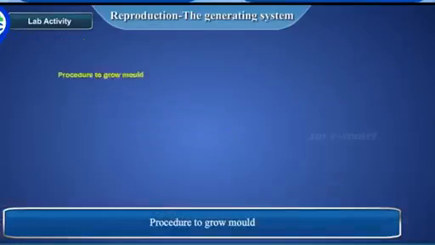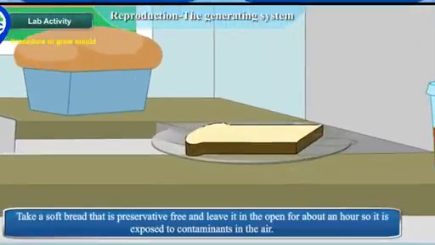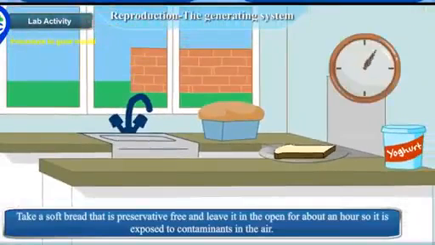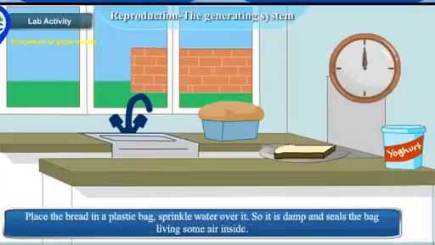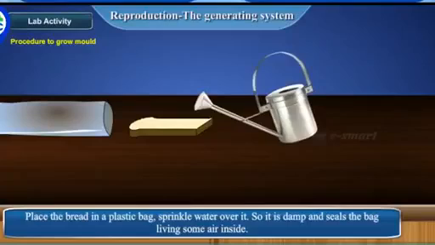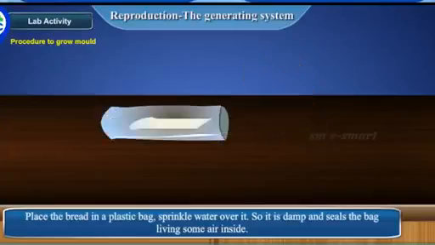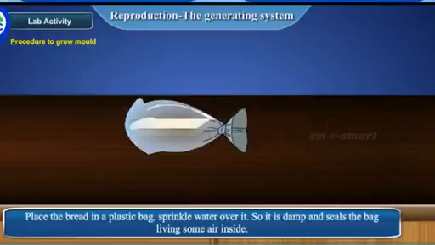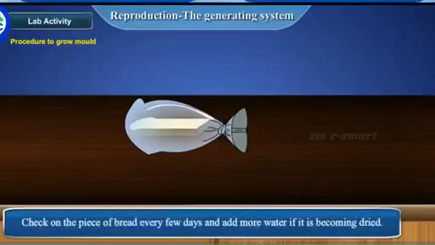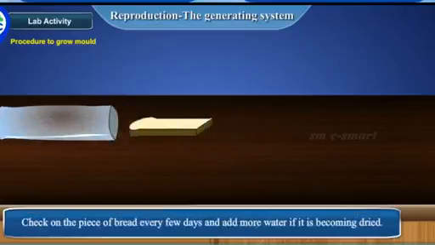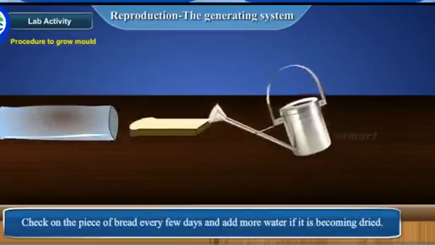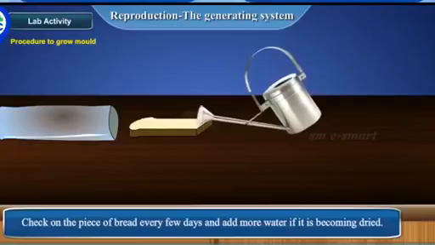Procedure to grow mould. Take a soft bread that is preservative free and leave it in the open for about an hour, so it is exposed to contaminants in the air. Place the bread in a plastic bag, sprinkle water over it so it is damp, and seal the bag leaving some air inside. Check on the piece of bread every few days and add more water if it is becoming dry.